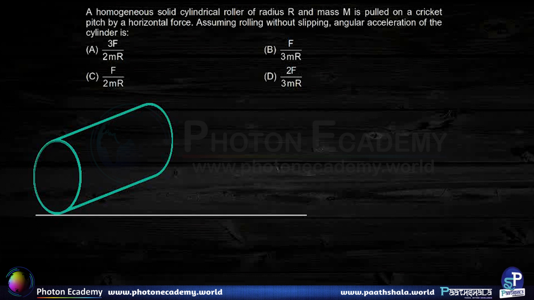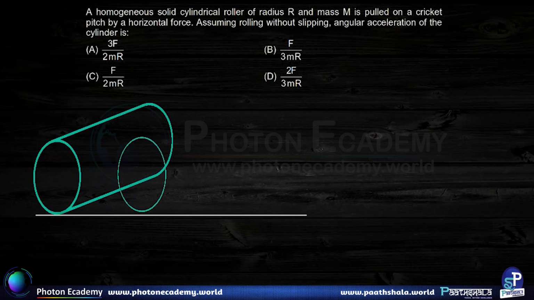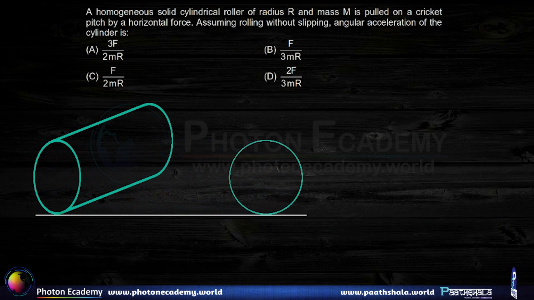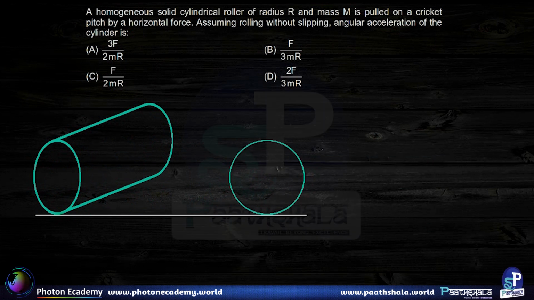Alright, so here I have drawn the cylinder. Let us say we are pulling this cylinder, so let us choose to analyze only the cross section of the cylinder. The cross section of the cylinder is going to be circular. So let us choose to analyze this circular cross section.